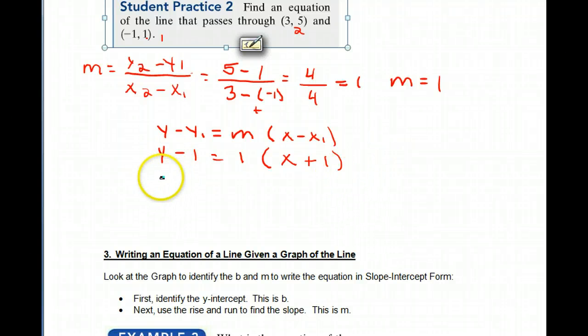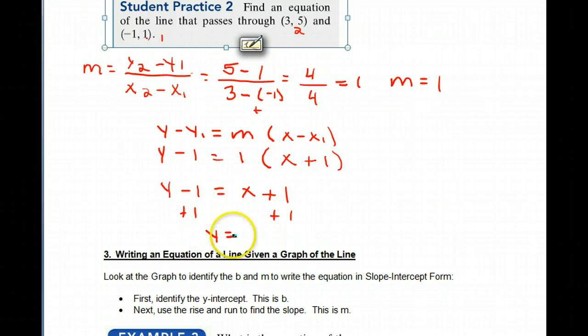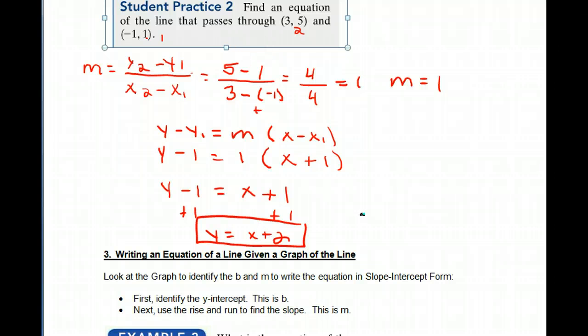At this point, distributing in a +1 will do absolutely nothing to our quantity. So I'm going to remove my parentheses because I do not need to distribute a +1. We are now ready to solve for y, so I will add 1 to both sides, and y equals x plus 2. This shows us that we have a slope of 1 and a y-intercept of 2. So that is how we were able to write the equation of a line that passed through the two given points.